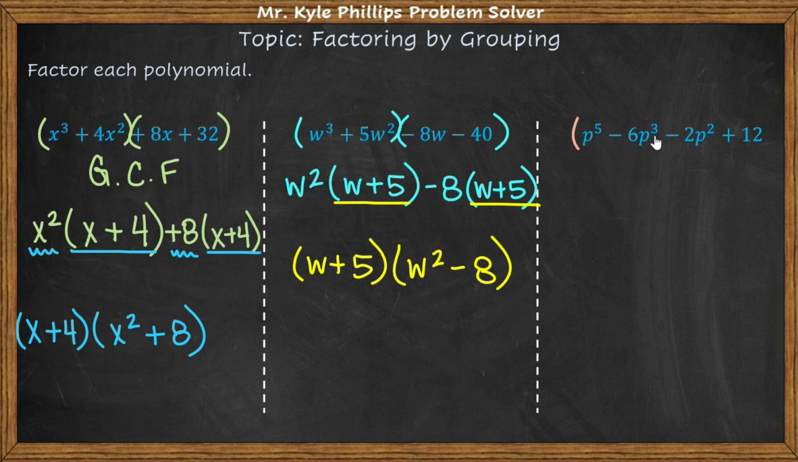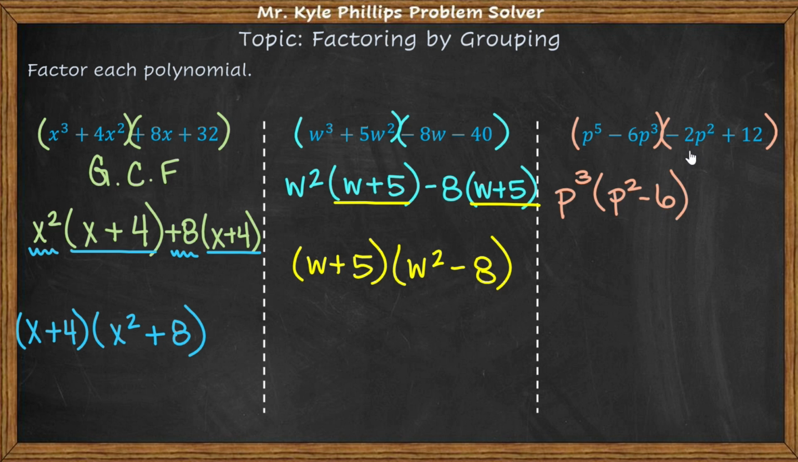Last example, we will group the first two and the last two. So here there's no number, so I can only factor out a p, and you have to factor out the smaller one. So I'm going to factor out p cubed, and I'll be left with p squared minus 6. And again, whatever I factor out, I want what remains to be identical to this. So I need a positive p squared, a negative 6.